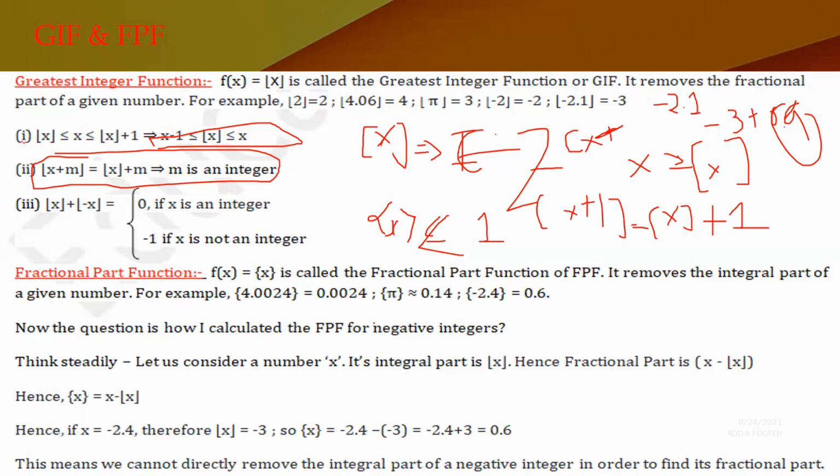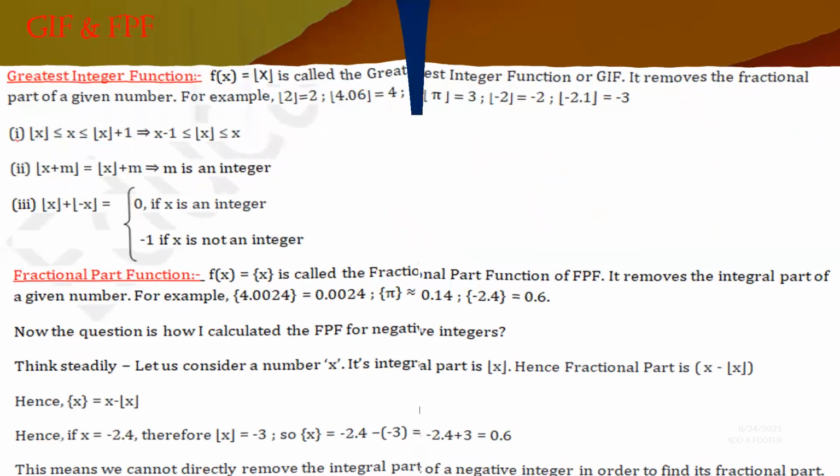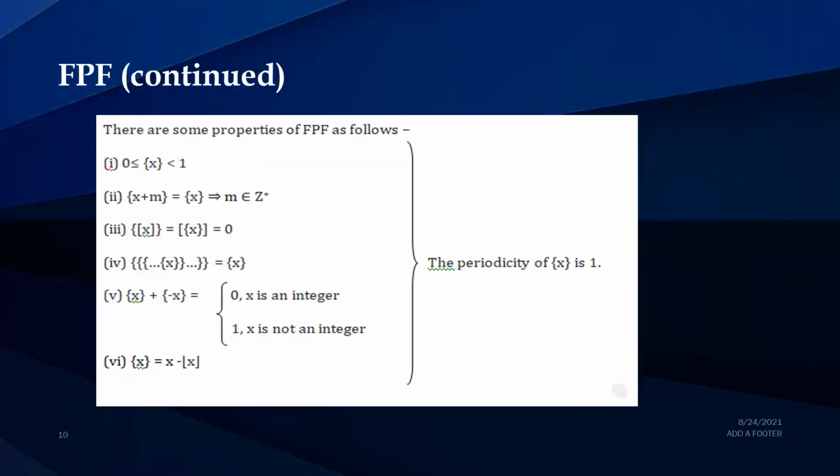So the fractional part function, this is an important identity you should remember, that x is equal to GIF of x plus fraction part of x. These are some properties. This one I have told you.